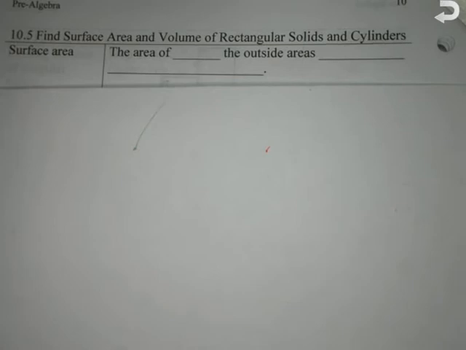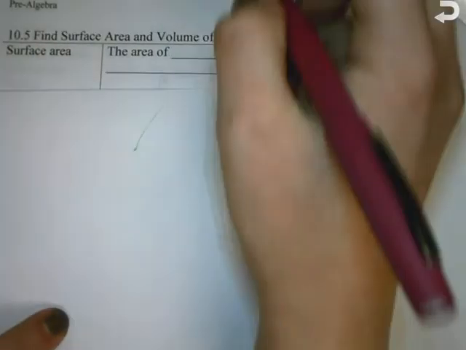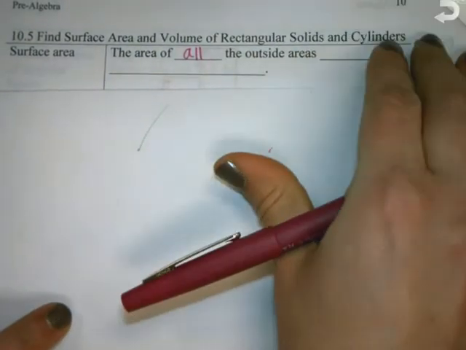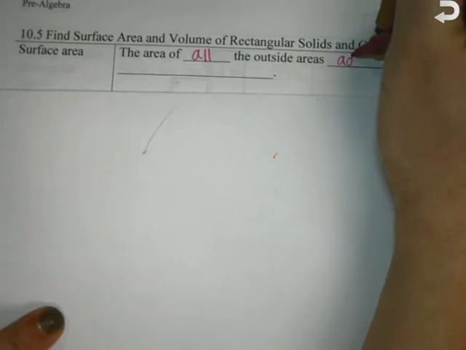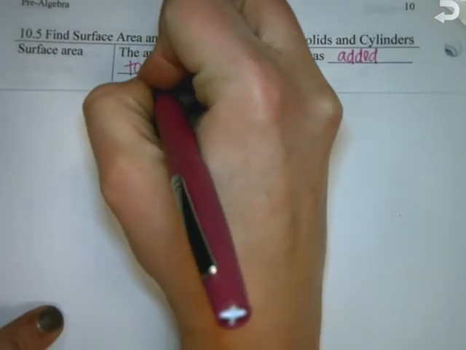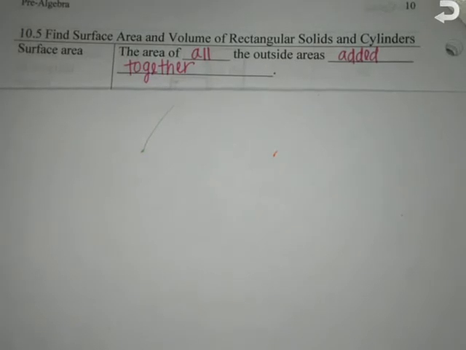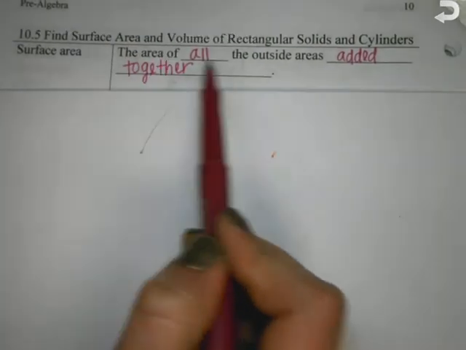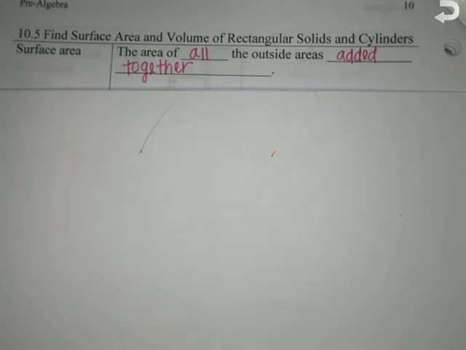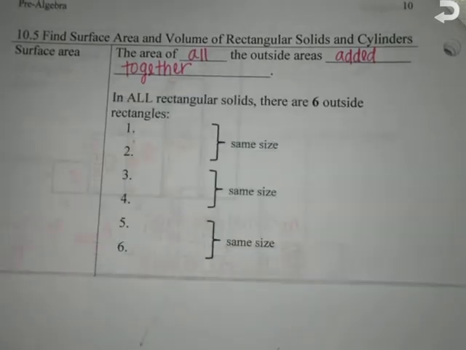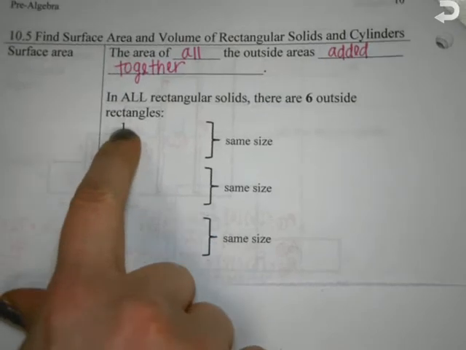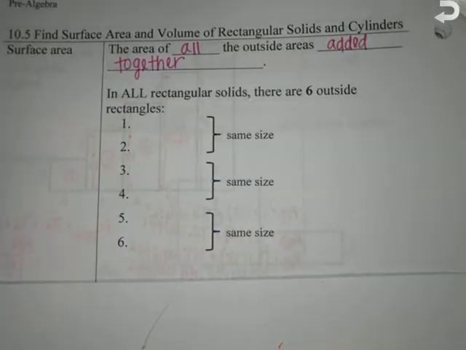Yeah. Okay. So surface area is the area of all the outside areas added together. Okay, so that's the definition of surface area. The area of all the outside areas added together. So, in all rectangular solids, there are 6 outside rectangles. Can anybody think of 2 of them?